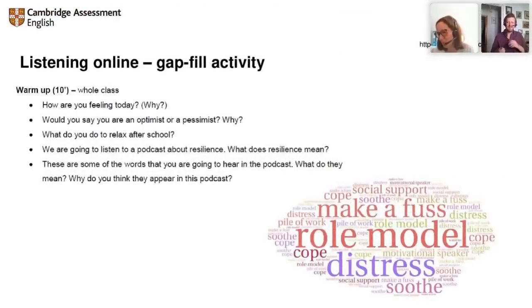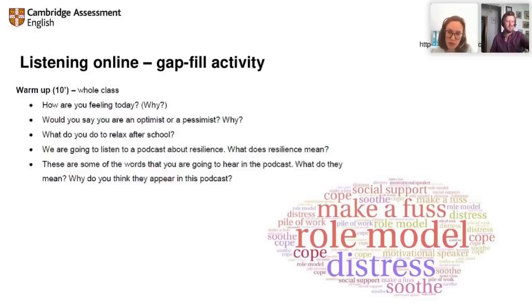Another nice gap-fill activity. This is more staged. Victoria? Yes, in this case, it's a listening activity which starts with a warm-up activity, asking students to talk, to discuss, get some ideas, try to, again, anticipate the content of the listening task. Also, asking them for their experience that they can relate to the topic.